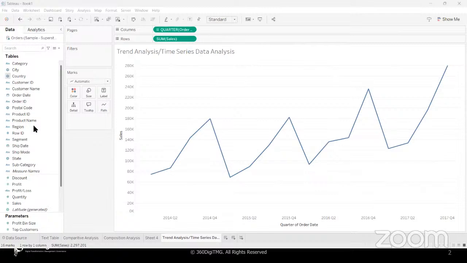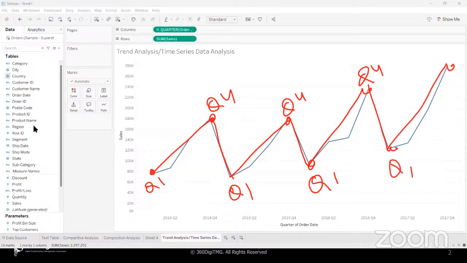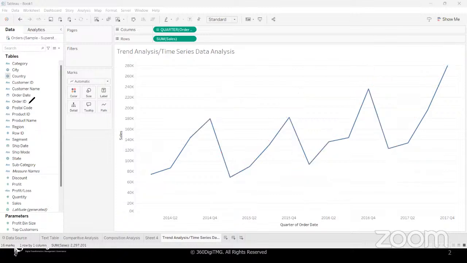Now, here is there a seasonality? If you observe closely, yes. Consistently, quarter one is the one with the least sales, and quarter four is the one with the highest sales. Again, quarter one, least sales, quarter four, highest sales. So there is a seasonal pattern. All these things, the trend and the seasonality, emerge when we create line charts for analyzing time series data.